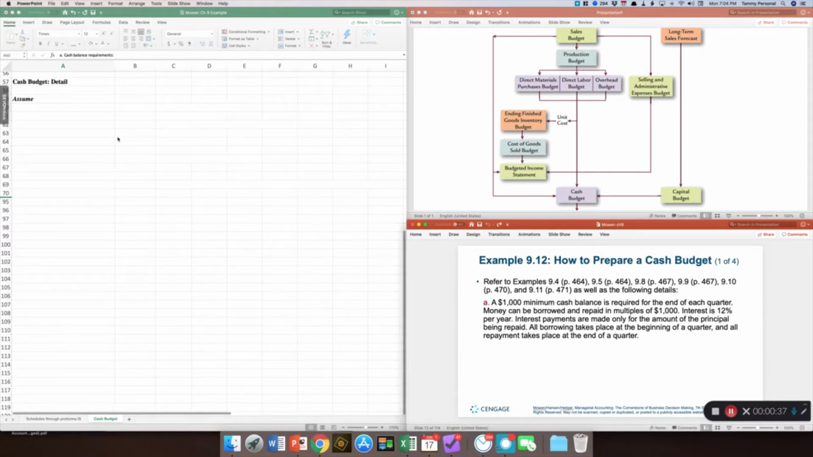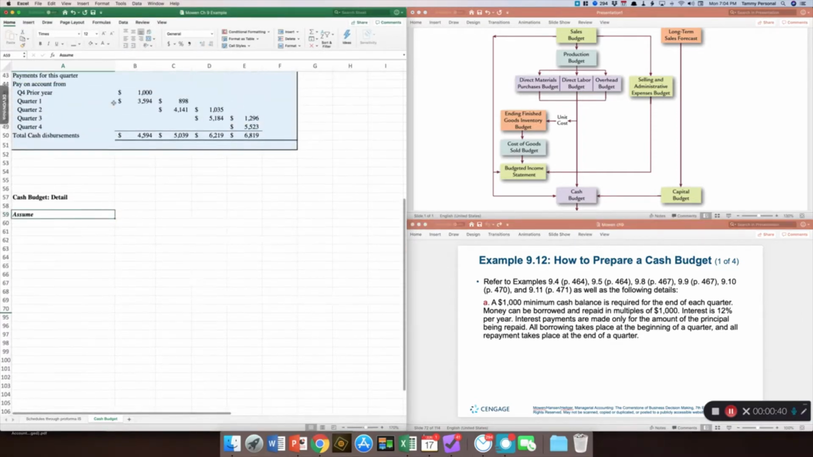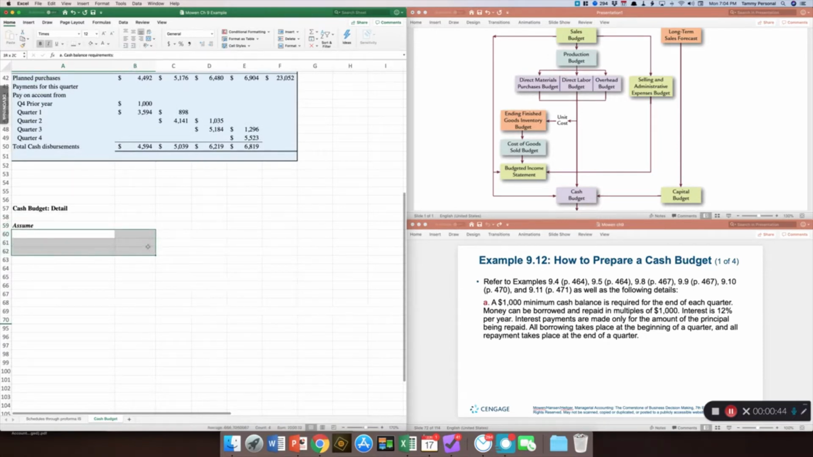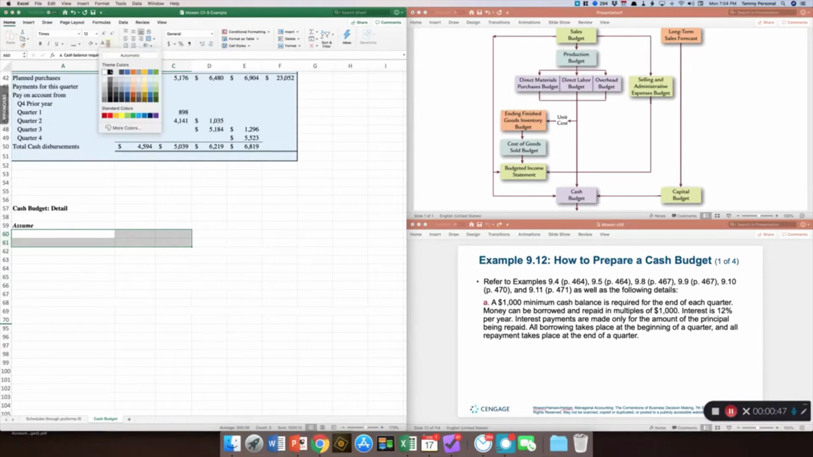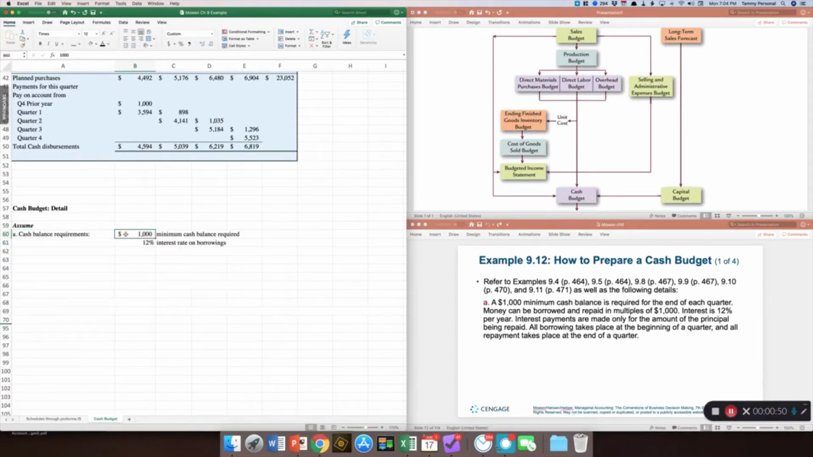Let's talk about what these assumptions are and then how to show them in a cash budget. Our first assumption is that we require a minimum cash balance of $1,000 in the bank all the time. If it goes below $1,000, then we are able to borrow, and we will automatically borrow at a 12% annual interest rate, and you can only borrow in increments of $1,000. So if we have $999 in the bank, we're going to have to borrow $1,000. If we have $5 in the bank, we're going to have to borrow $1,000. And it's going to cost us 12% interest. That's the first assumption.